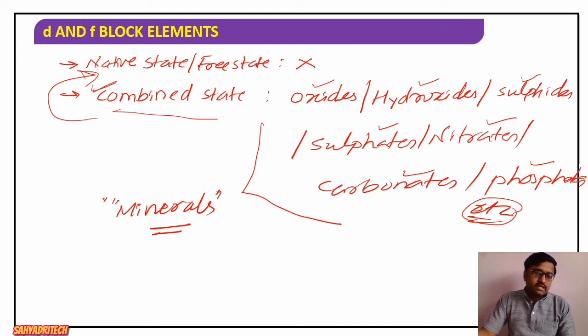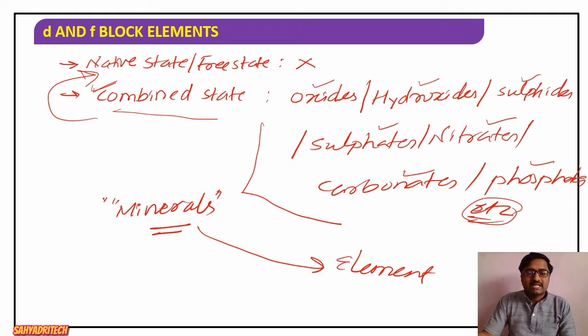So to get the native state of the element, these minerals are used to extract the element in its native state. Not all minerals are used, only a selective mineral is used to extract the element, and that extraction must be economic and profitable. Such a mineral is called an ore. I am just concentrating on the definition of an ore.